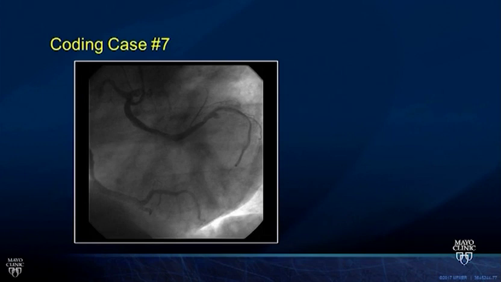So this is an LAO view. You can see that the right coronary is being injected. There is disease in the right coronary artery, probably moderate disease. There is at least 50% narrowing, but it's not greater than 75. And it's supplying the inferior wall here, so it's a right dominant circulation.